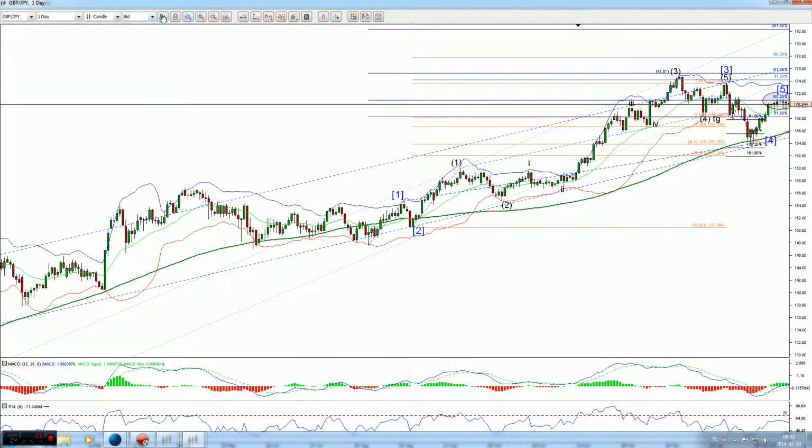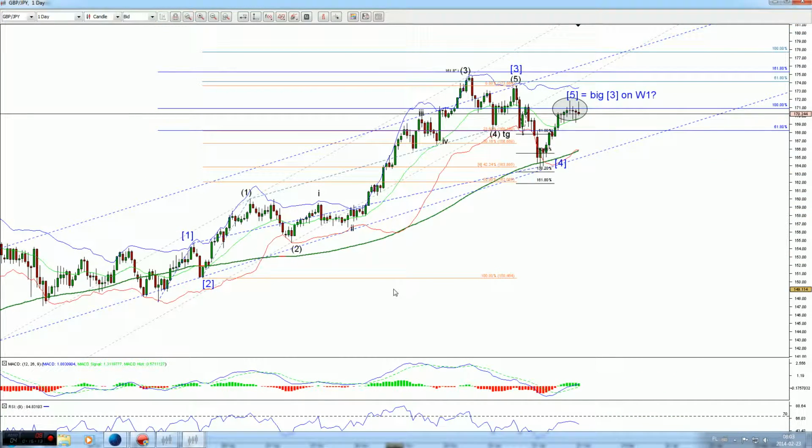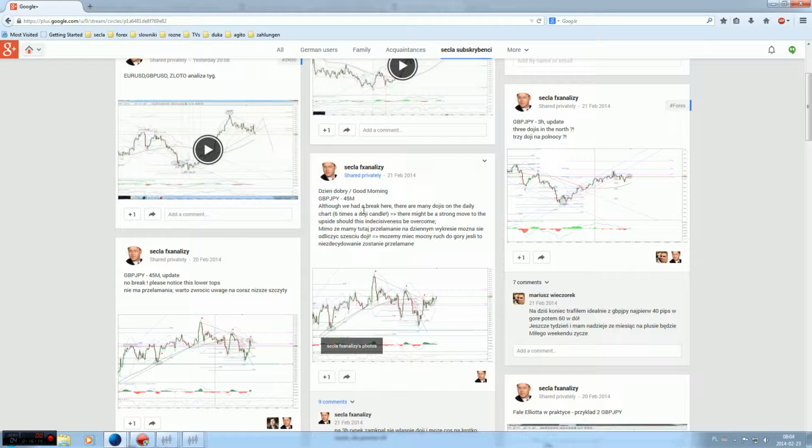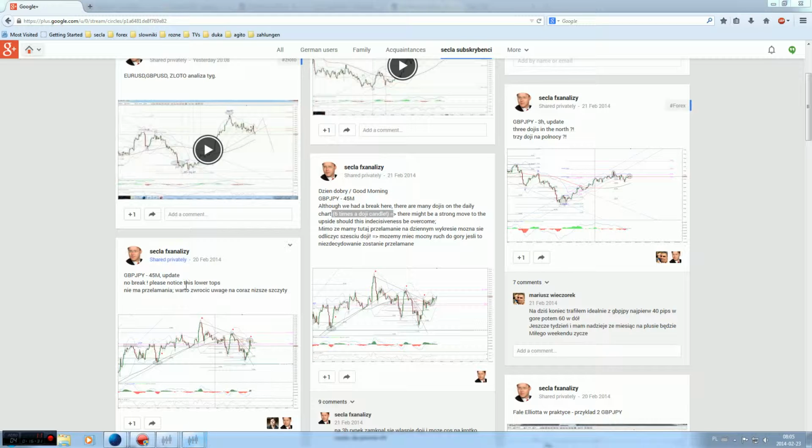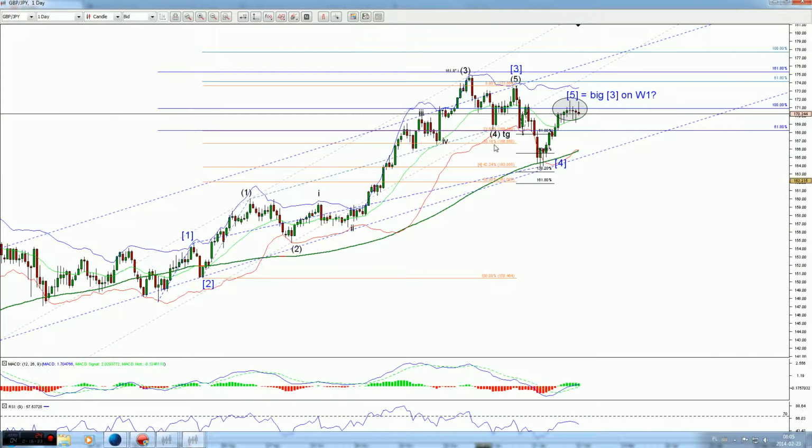And on a daily, I wrote on the daily. Yeah, this is my comment on last Friday regarding Great Britain pound Japanese yen. I was writing about 6 dojis on the daily chart. Okay, and if you go to this daily chart, you can see there are 7. 1, 2, 3, 4, 5, 6, and that's the 7th. Okay, 7 doji candles.